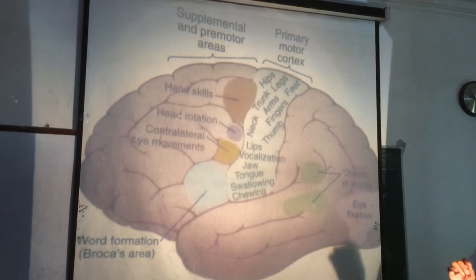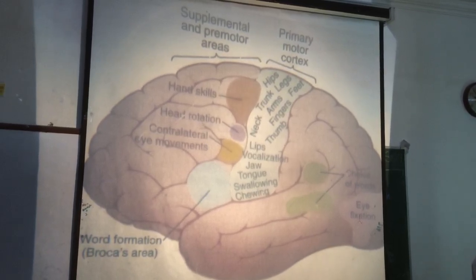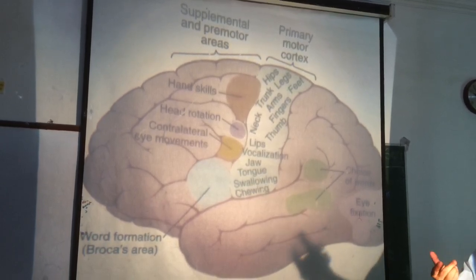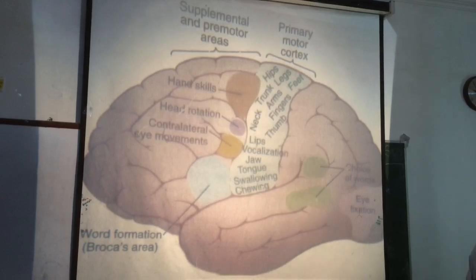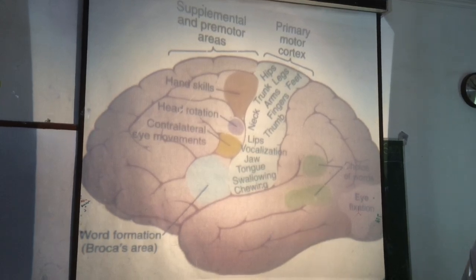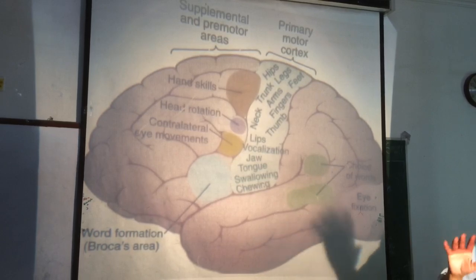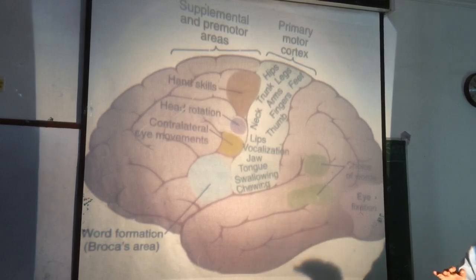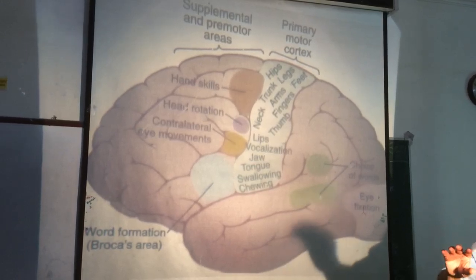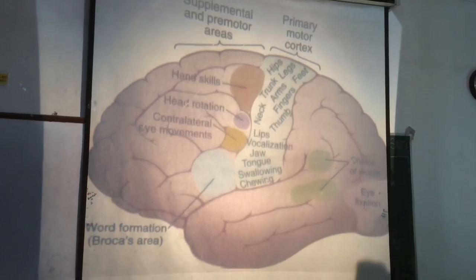The first method is the ablation method, A-B-L-A-T-I-O-N. In this method, we damage or destroy a part of the cerebral cortex, and its effects are noted in animals. So we destroy a part of the cerebral cortex, and then the motor loss or the effects are noted in the animal. This is called the ablation method.